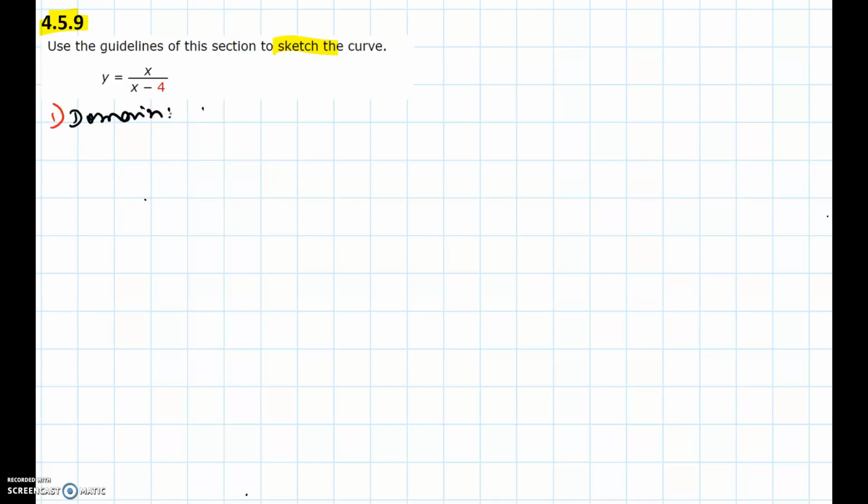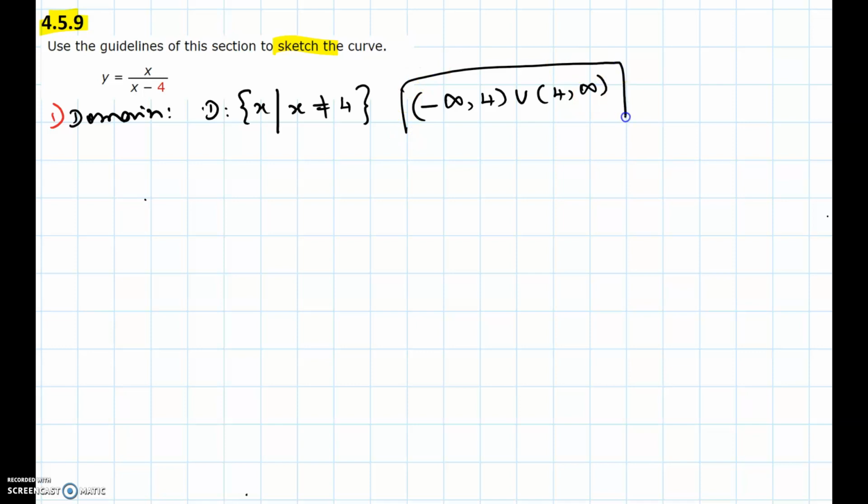In this case, this being a rational function, whenever the denominator is equal to 0, the function is undefined. So whatever value that makes the denominator equal to 0 is not part of the domain. So it is all x such that x is not equal to 4. In interval form, if you write the domain, it will be negative infinity to 4 union 4 through infinity. Then we will find the x-intercept and the y-intercept.